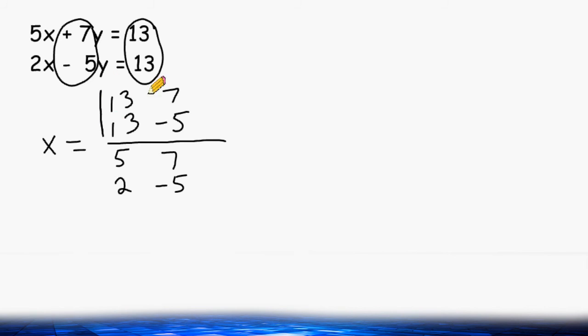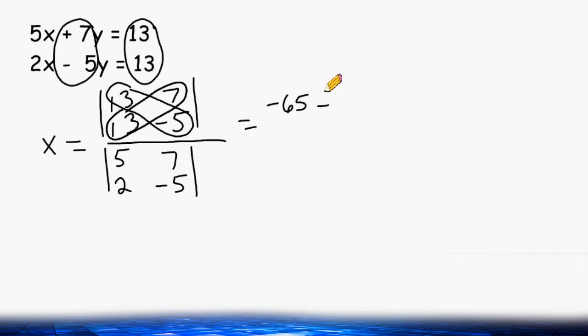Okay. Now here's what the next step is. We're going to find the cross products of all of these numbers. Let's start with the numerator. We take this number here and cross multiply it with -5. 13 and -5 results in a product of -65. And as soon as you get that cross product, you must subtract it from this cross product. 13 times 7 is equal to 91.